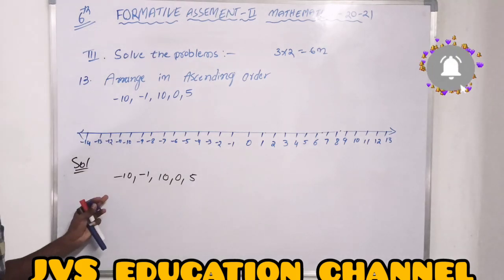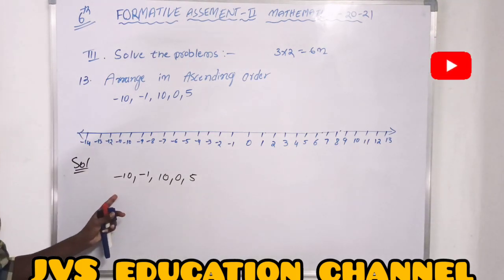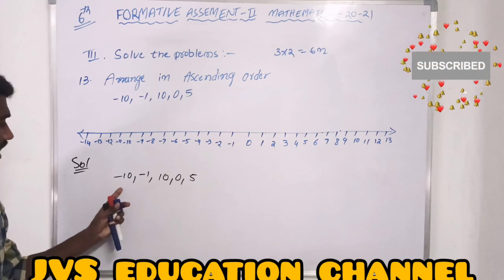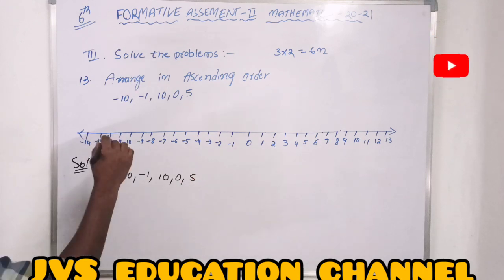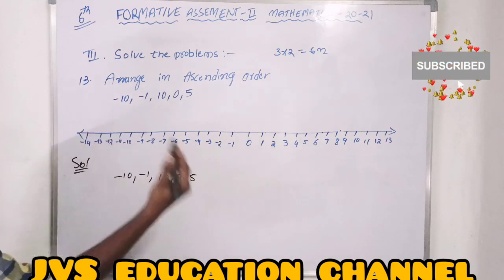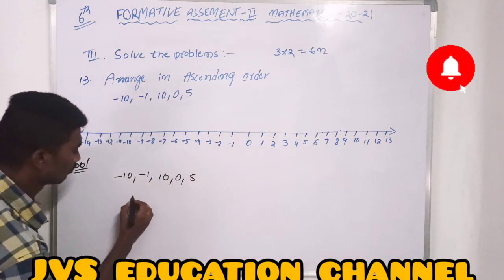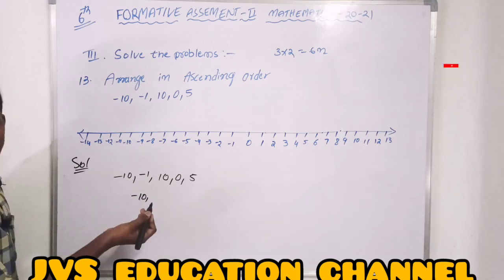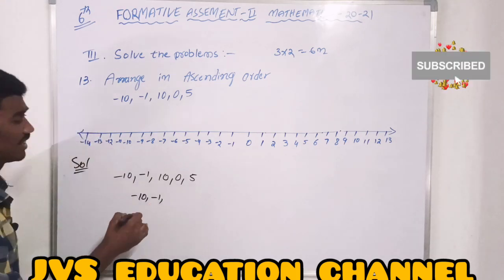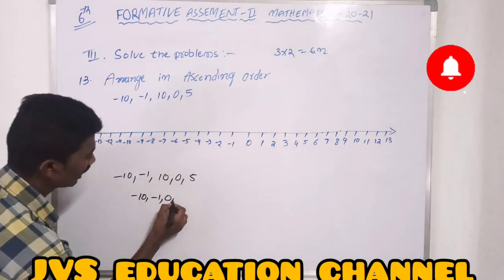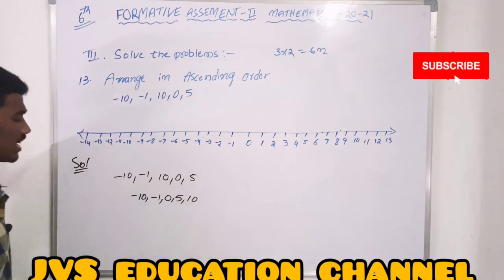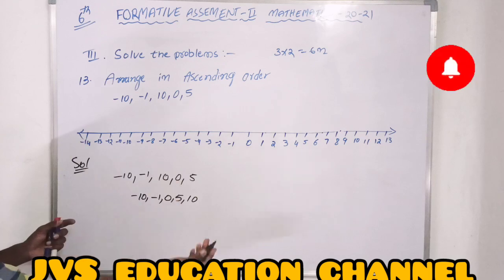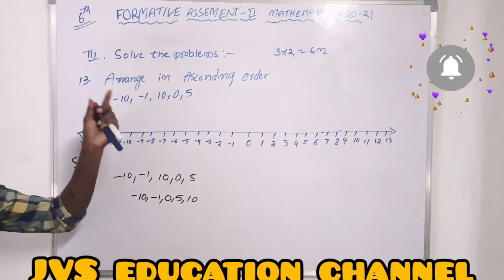Listen, comparing minus 10 and 10, minus 10 is the smaller number and 10 is the highest number. Ascending order means small to greatest. The smallest number is minus 10, the next smallest is minus 1, then 0, then 5, then 10. So smallest to biggest is ascending order.